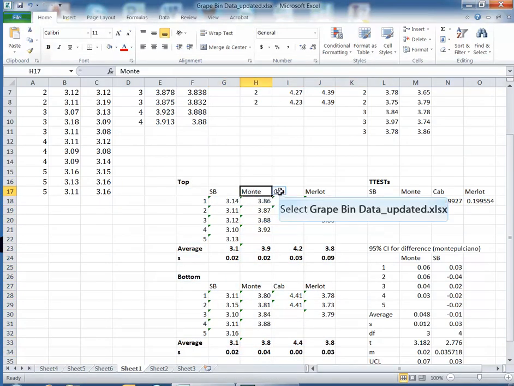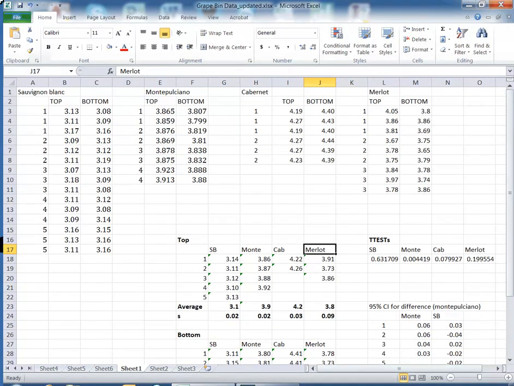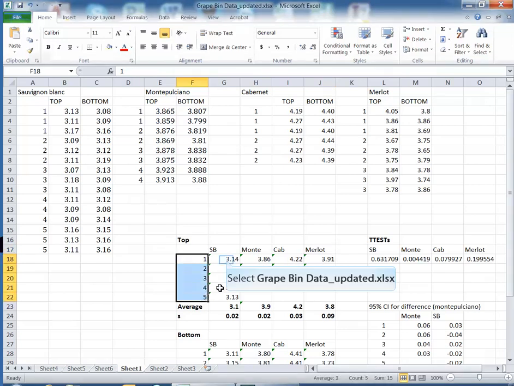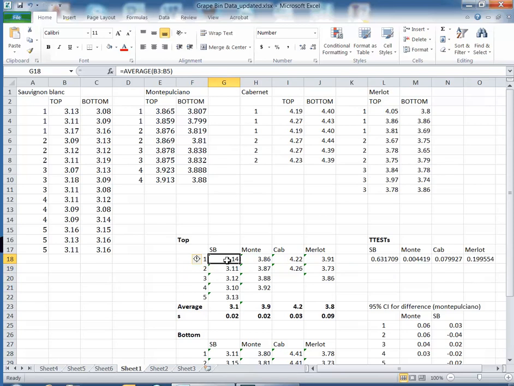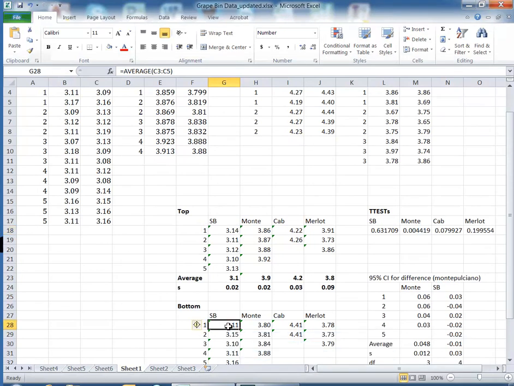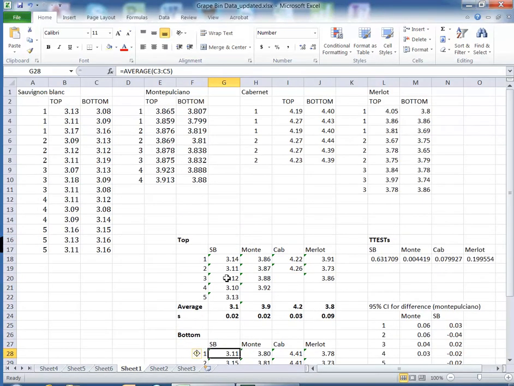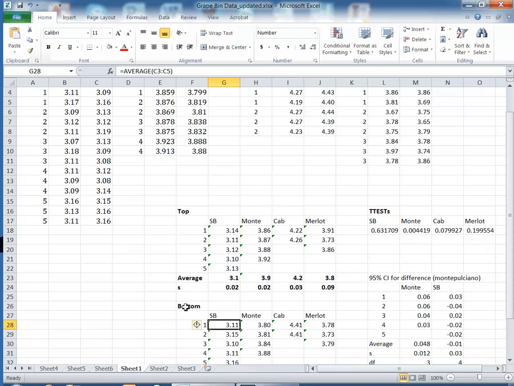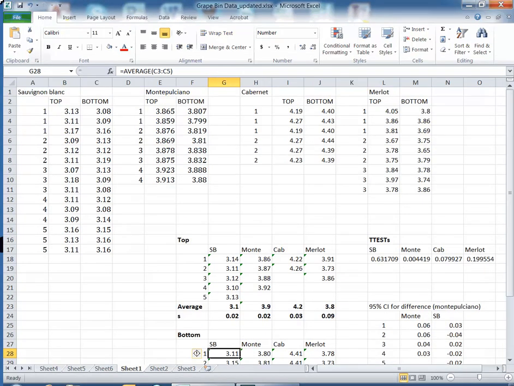I've separated the 4 varieties, shortened their name in most cases. I've put bin number in this left-hand column, and then I've got the average reading from the top and the bottom of each bin for each variety. So, for example, here I have the average of these 3 readings taken in the top of the first Sauv Blanc bin, and down here is the corresponding average for these 3 measurements here, the bottom of the first Sauv Blanc bin.